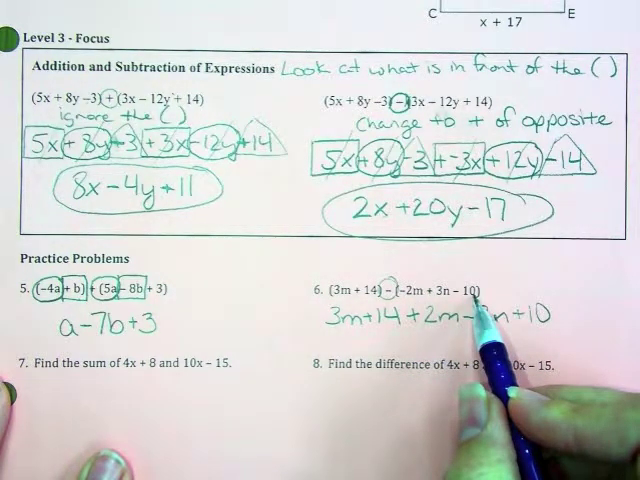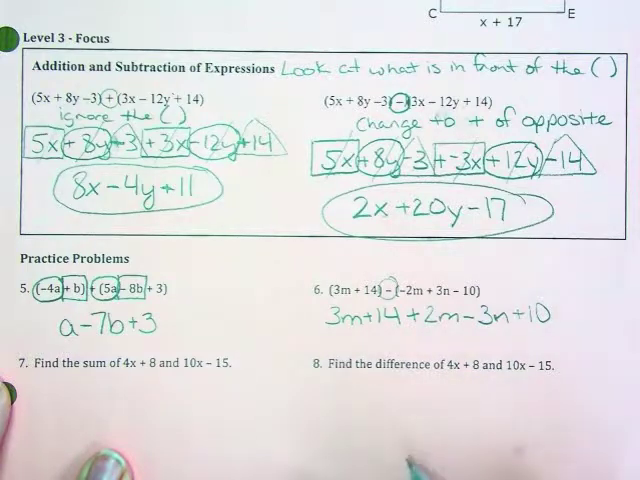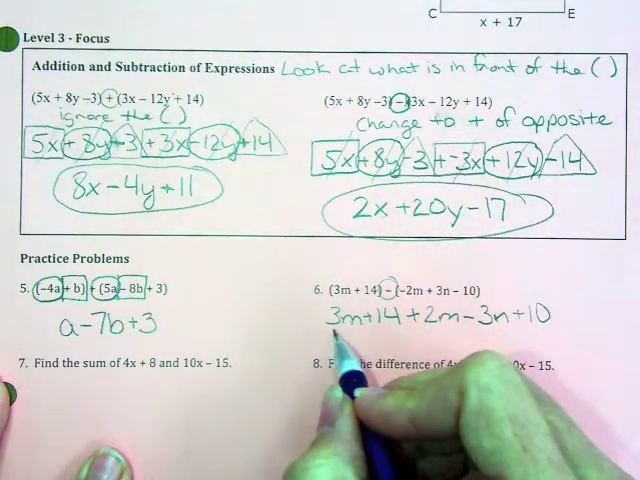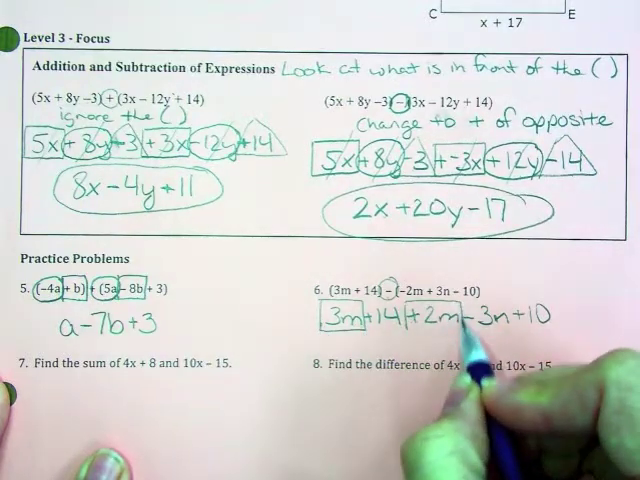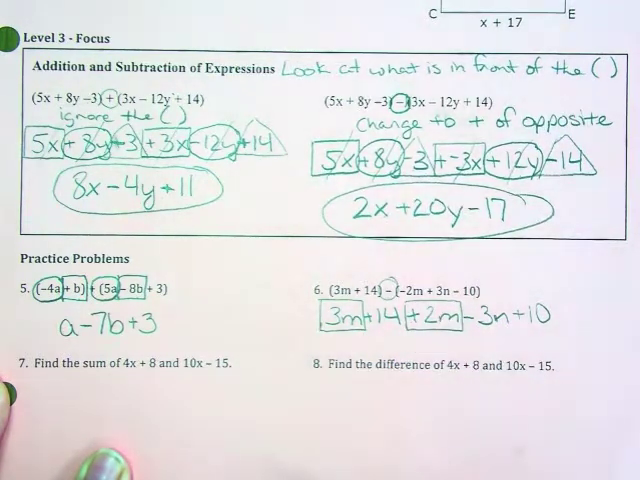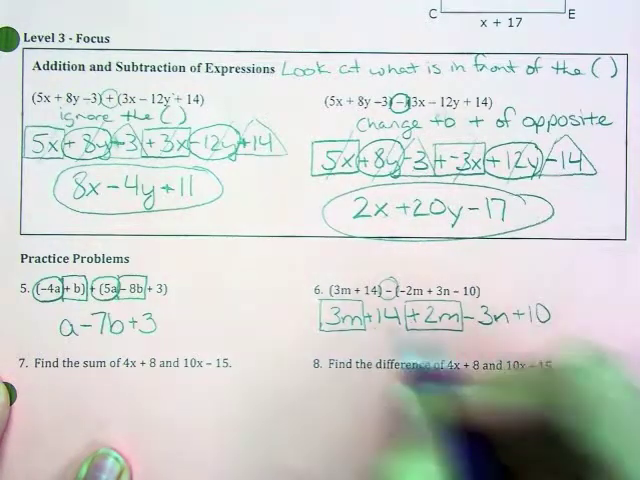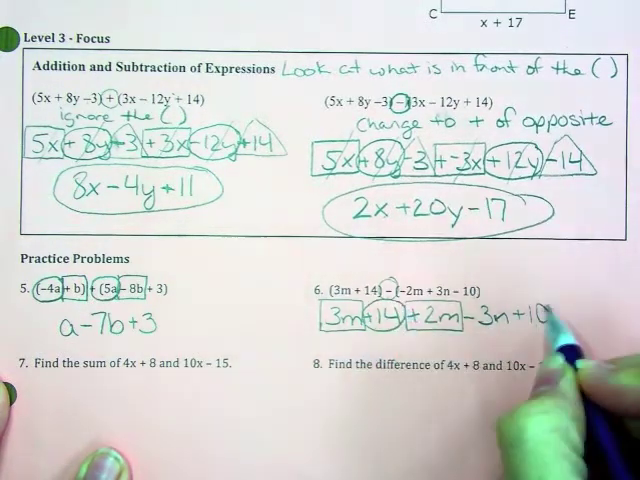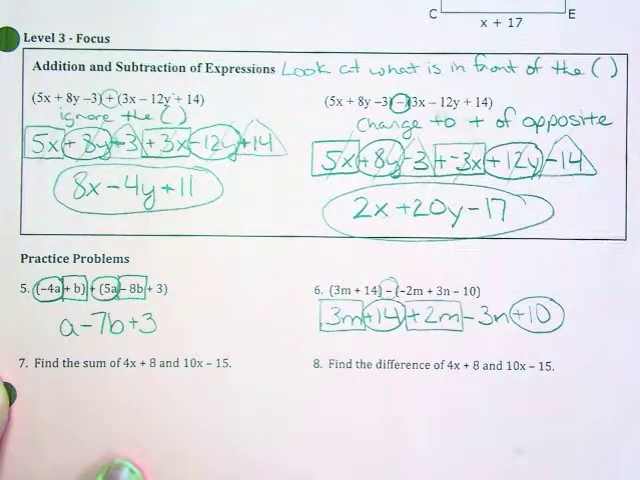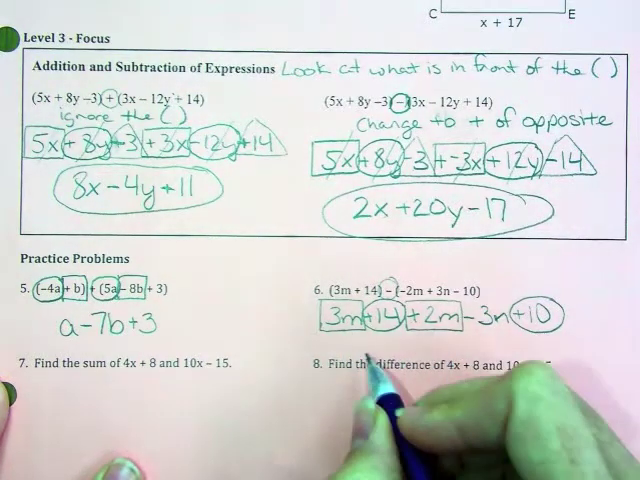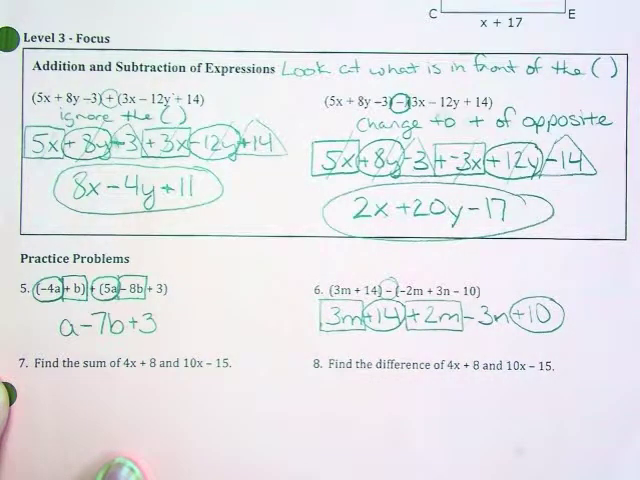Again, pause. Find your like terms, mark them, then come back. Okay, you should have your like terms marked. We have M terms. Again, make sure that sign's in there. We have our plus 14 and our plus 10. There's no other N terms, so I'm just going to leave that as it is. Adding 3M and 2M, again, pause and try to finish this up.